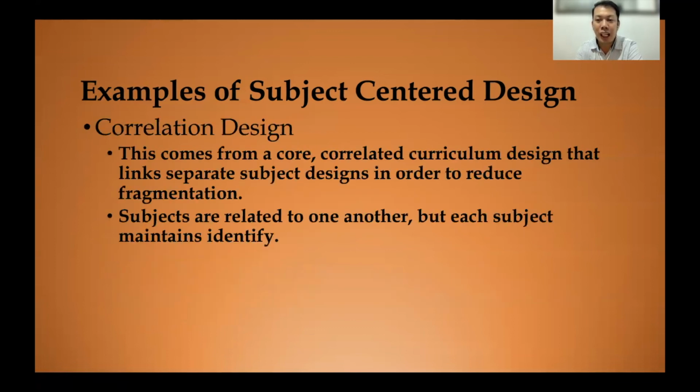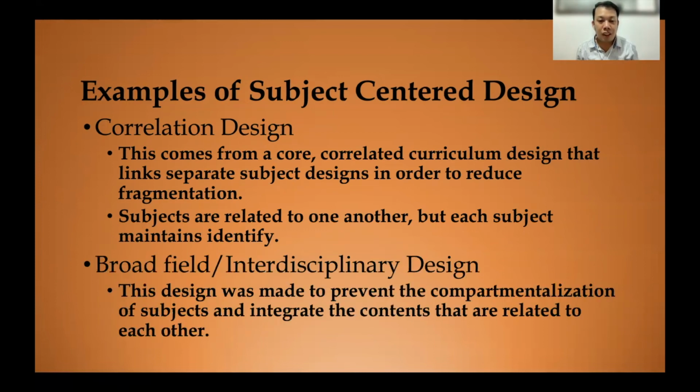Another is correlation design. This comes from a core coordinated curriculum design that links separate subjects design in order to reduce fragmentation. So subjects are related to one another, but each subject maintains identity. Okay, not identifying, but identity. So in correlation design, for example, here is the subject design. No, so subjects are actually connected to one another. So which among the subjects that you have in high school that you think are related to each other?